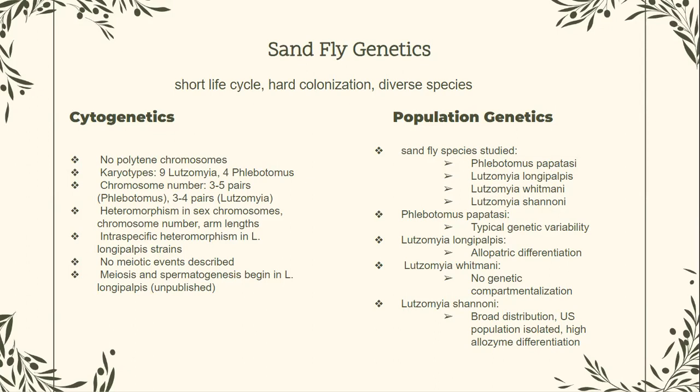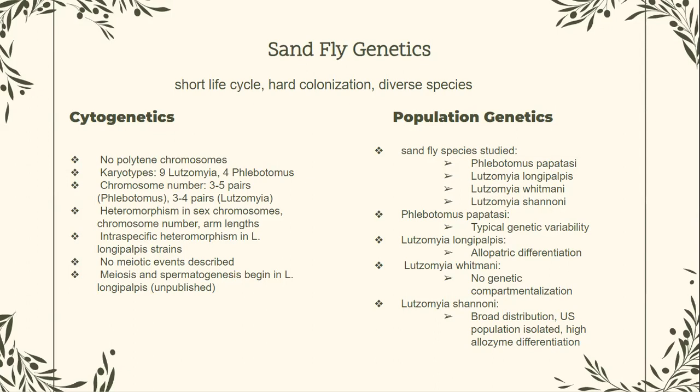So for cytogenetics, attempts to extract polytene chromosomes from sandflies have been unsuccessful. However, karyotypes have been established for 9 Lutzomyia and 4 Phlebotomus species using mitosis and larva brain squashes. The chromosome number ranges from 3 to 5 pairs in Phlebotomus and 3 to 4 pairs in Lutzomyia. Heteromorphism in sex chromosomes, chromosome number, and arm length can provide clues for subgeneric species relationships.